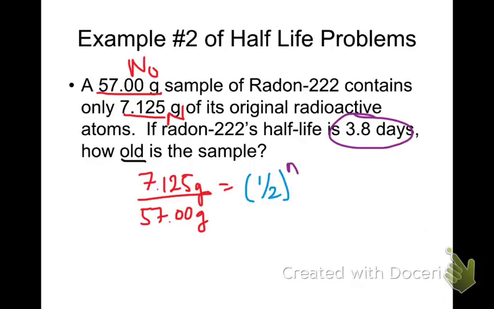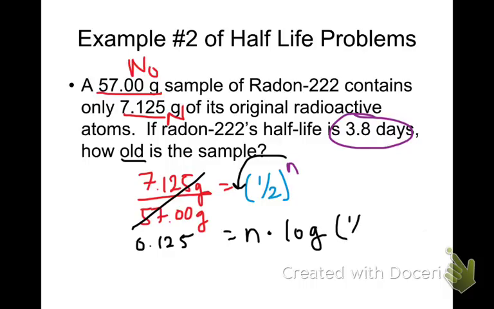First, I'm going to divide 7.125 by 57. In my calculator, that comes out to be 0.125. So 0.125 is equal to 1/2 raised to the N power. To solve for something in the exponent like that, we need to use a log. So what we're going to do is bring that N out front. So it's N times, and because we did that, we're going to do log of 1/2.